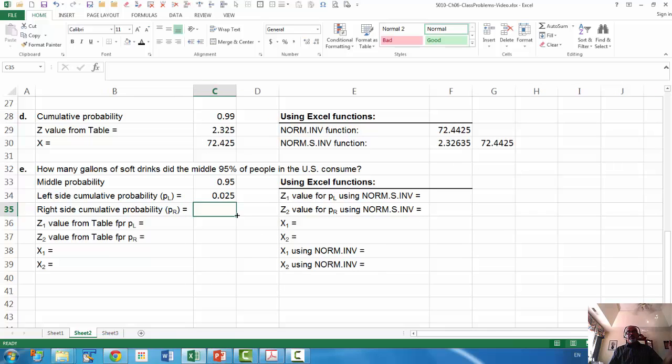Okay. Now on this side, the tail area is 0.025. So the cumulative probability corresponding to that right side tail will be simply 1 minus that. That's the cumulative probability for the right side.